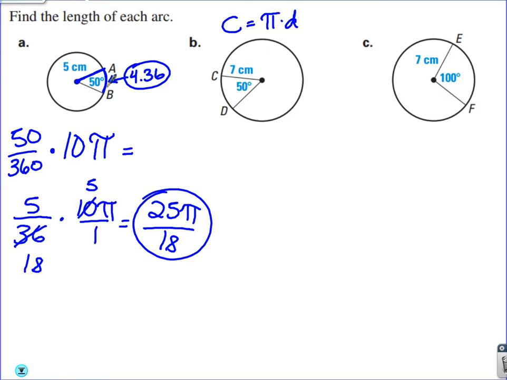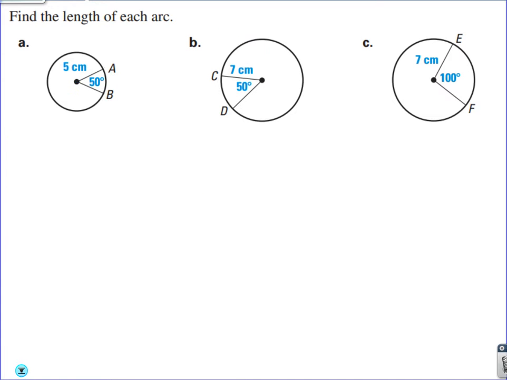Second one. Same thing. Pi times diameter. What's the circumference? Exact circumference here, pi times diameter? 14 pi. That's your exact circumference.